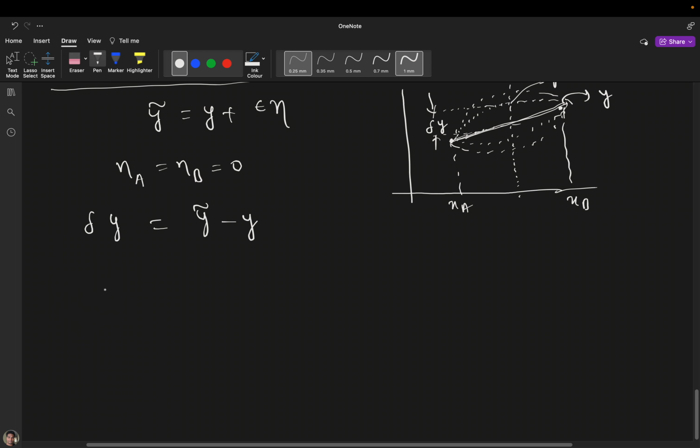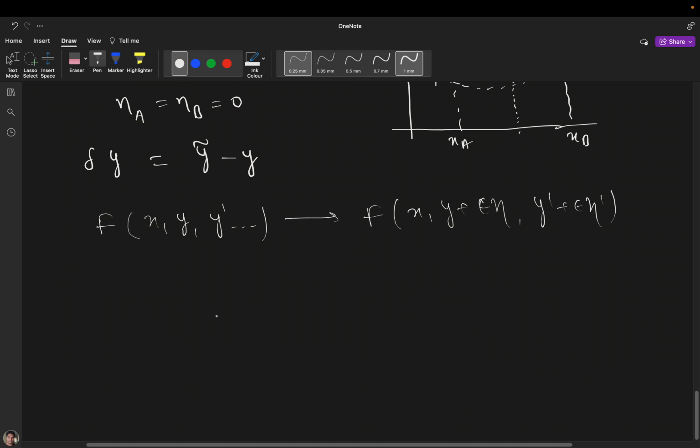Suppose we have the functional f, and this functional is a function of x, y and y dash. If we change this functional by an increment like this, y plus epsilon eta, y dash plus epsilon eta dash, then we get an insight.